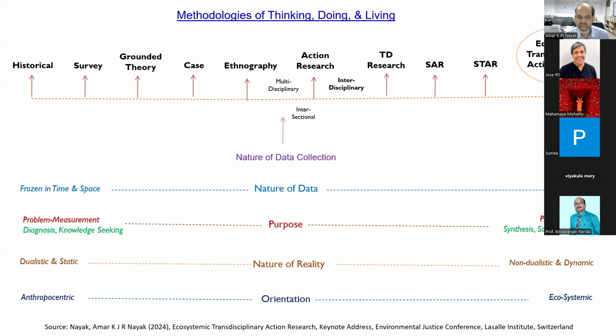The nature of data, at one end, is frozen in time and space. At the other end, if reality is non-dualistic and dynamic, the data also keeps evolving. Therefore, the nature of data collection on one side is etic, where you are an outsider to the phenomenon. You go and collect data like a historical study. You are not part of the history when the events were happening, but you go and collect data after the event is over. Whereas in action research or ecosystemic transdisciplinary action research, you would actually be part of the problem and part of the system, at the same time influencing the system and collecting the data.